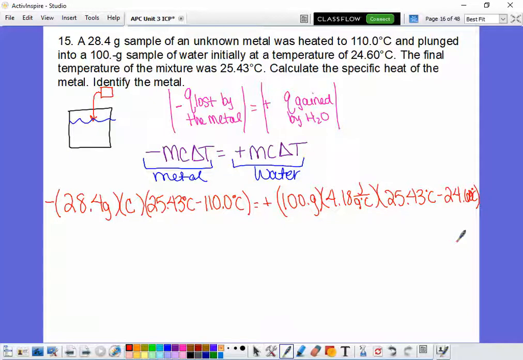Okay? So now this is a lot of algebra here. Take a moment to go through it all, okay? Actually, before we do that, let's predict our answer.